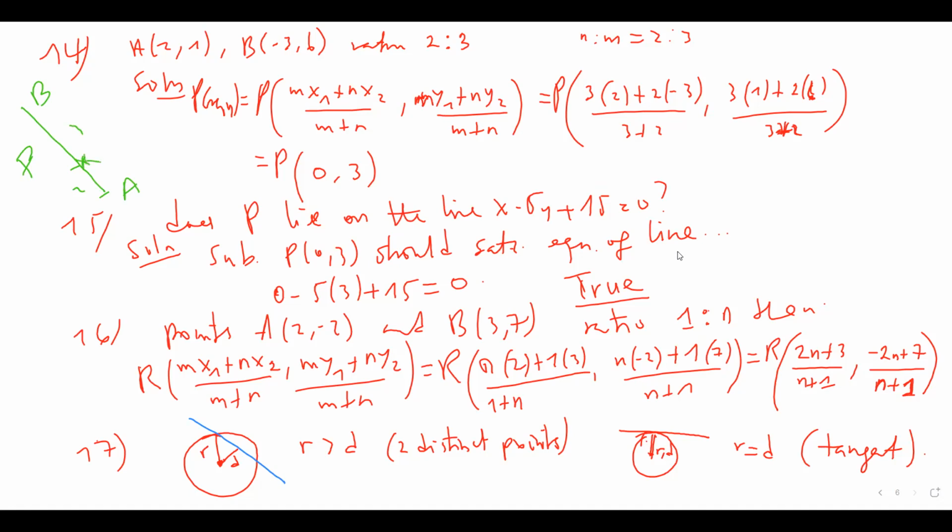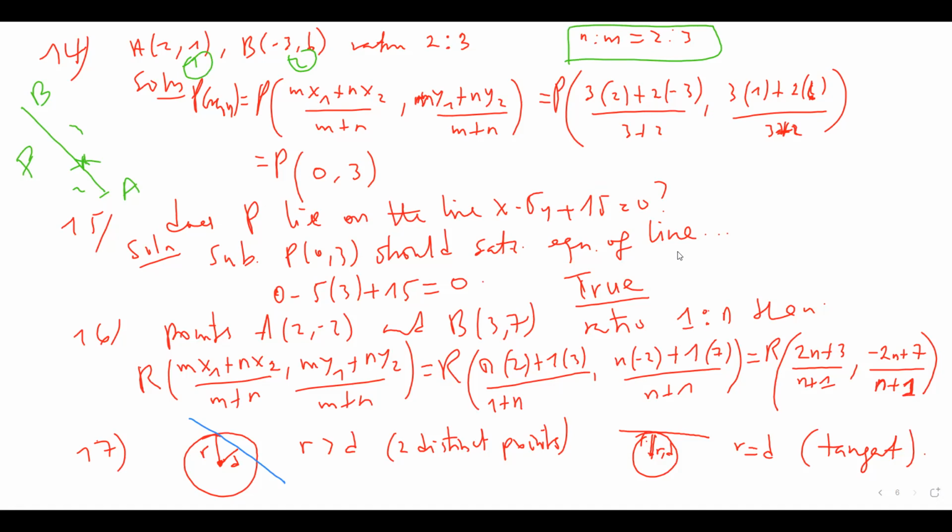So we know this from the general formula for the arbitrary division of the line. So we said if we have an arbitrary division of the line, the ratio n to m, the point is given by mx1 plus nx2 over m plus n, and then my1 plus ny2 over m plus n, where this is maybe point 1, this is point 2.